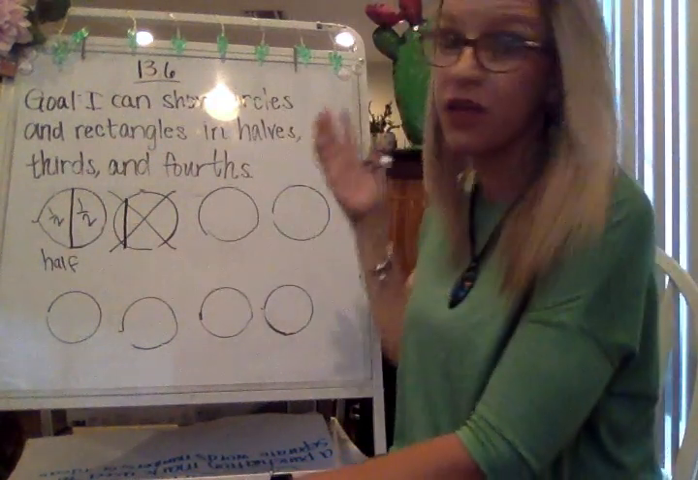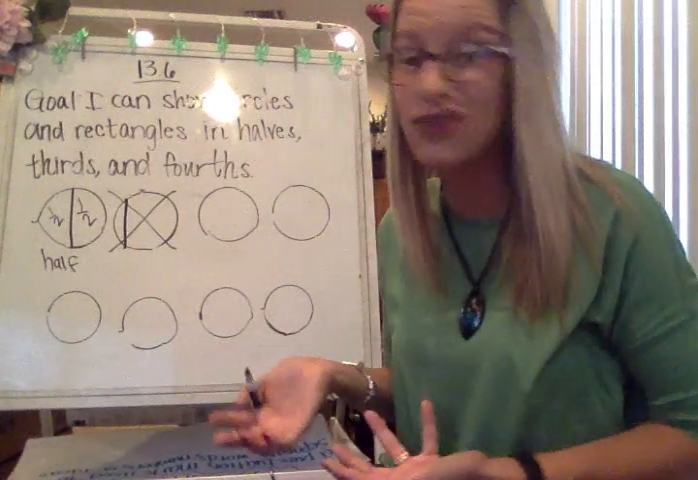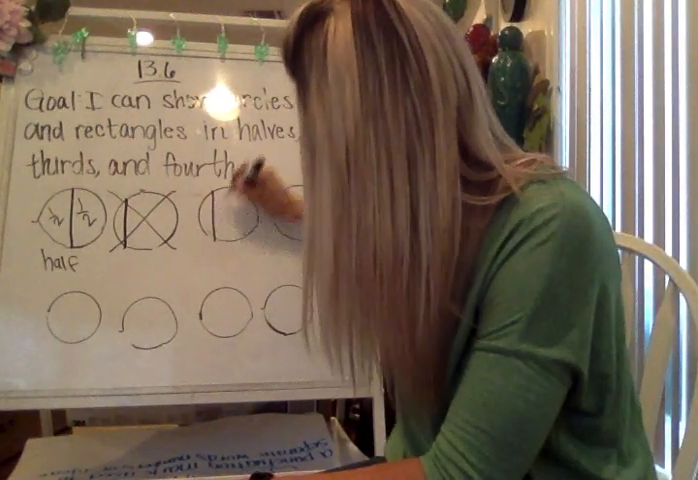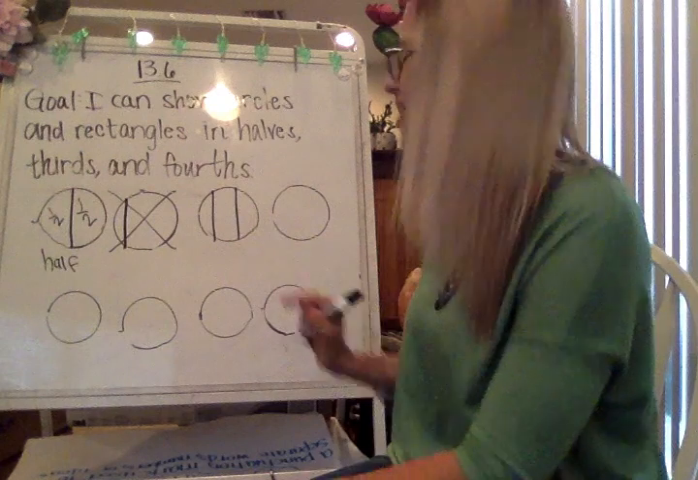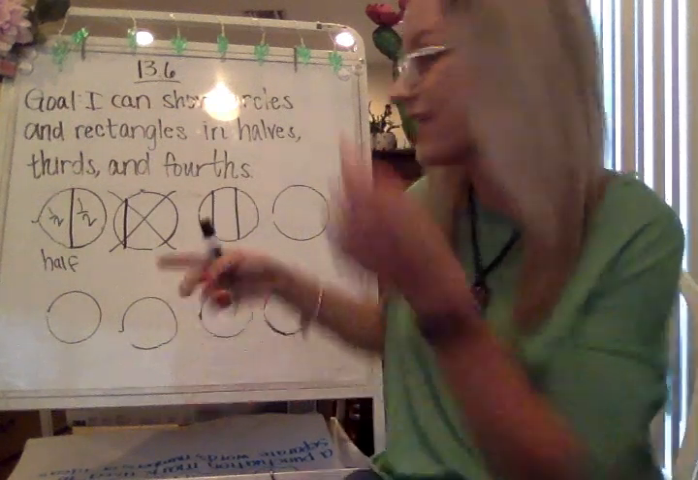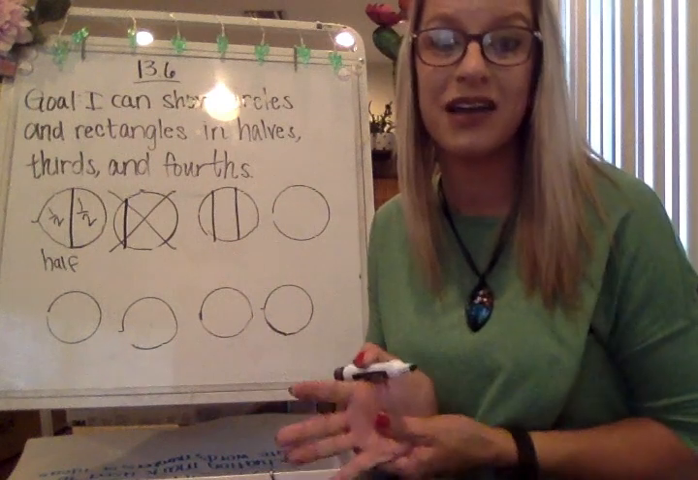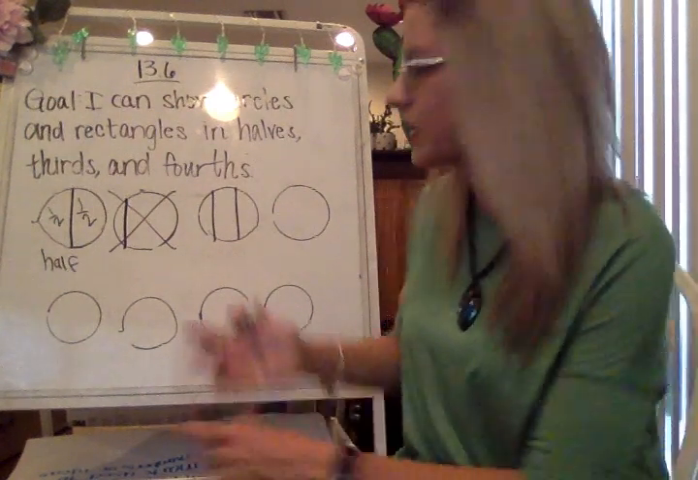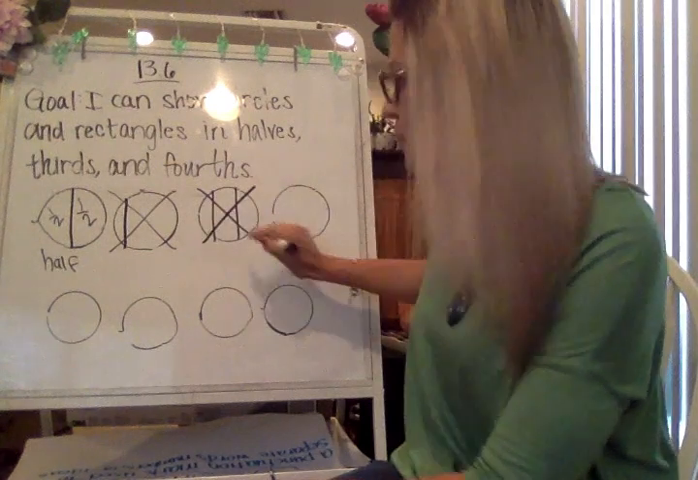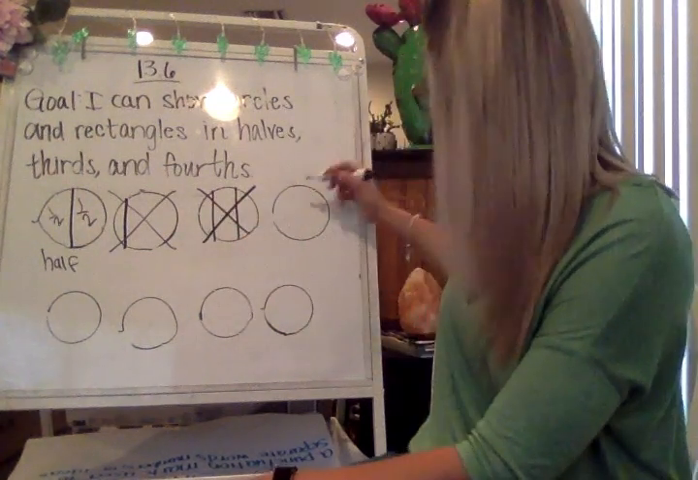I want to cut in thirds. How do I cut a circle in thirds? Let's see. What if I cut it like this? 1, 2, 3. That has 3 pieces, but hey, this middle piece is way bigger than the other pieces. This is why cutting circles into thirds is a little bit tricky. This is a non-example. This is not thirds.